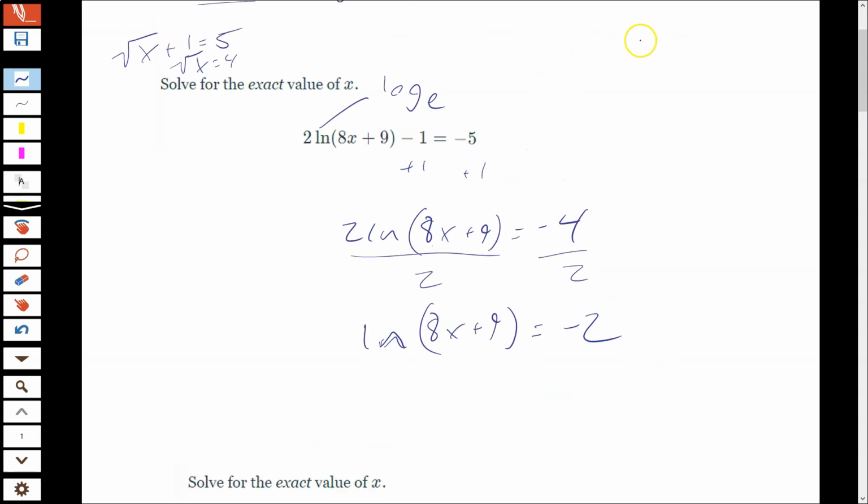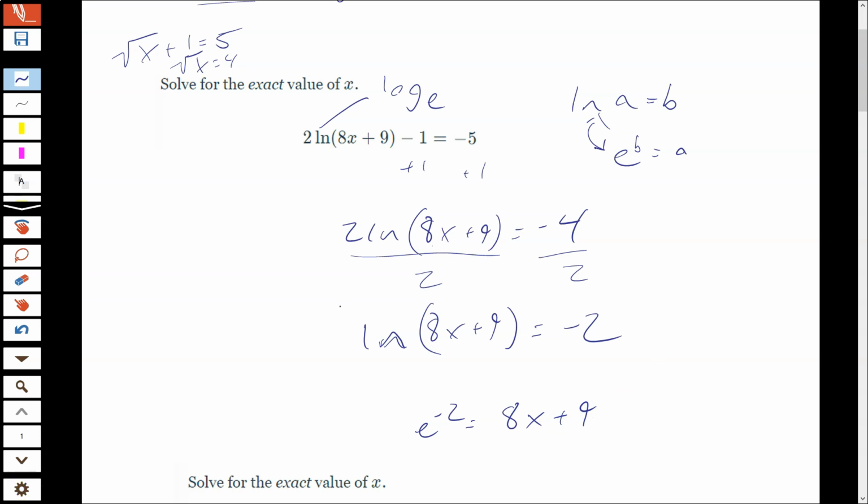Okay, so remember, ln of a equals b means that e to the b equals a, right? Because this is really just a log with base e, right? So in this case, e to the -2 equals 8x plus 9 is how I rewrite that.